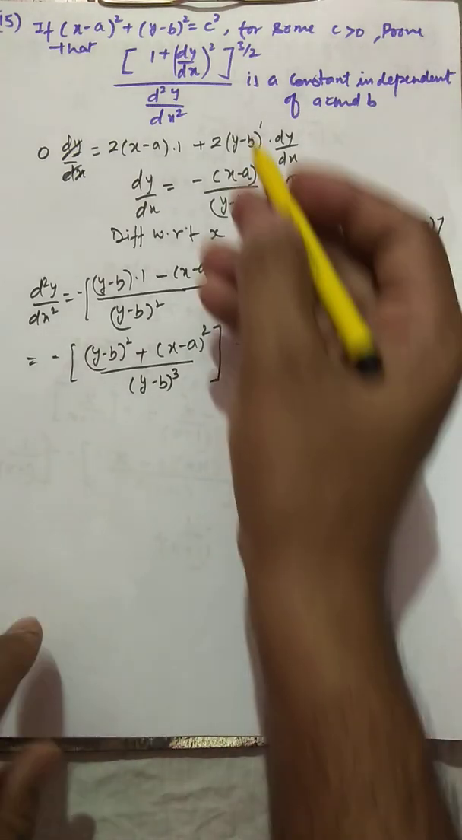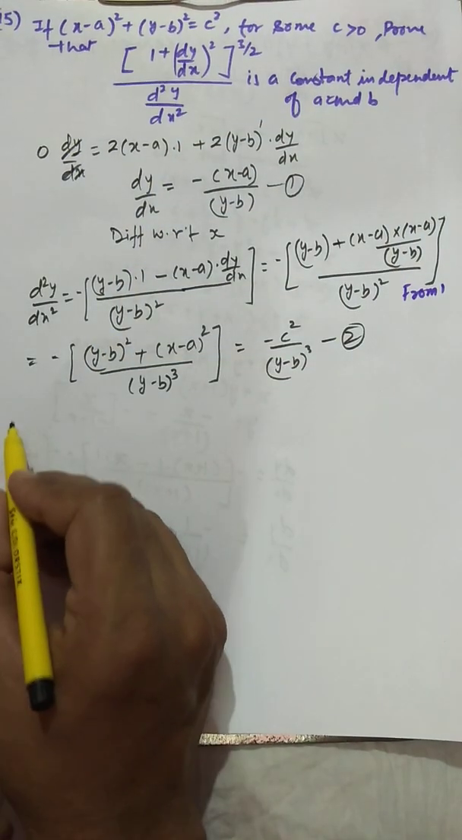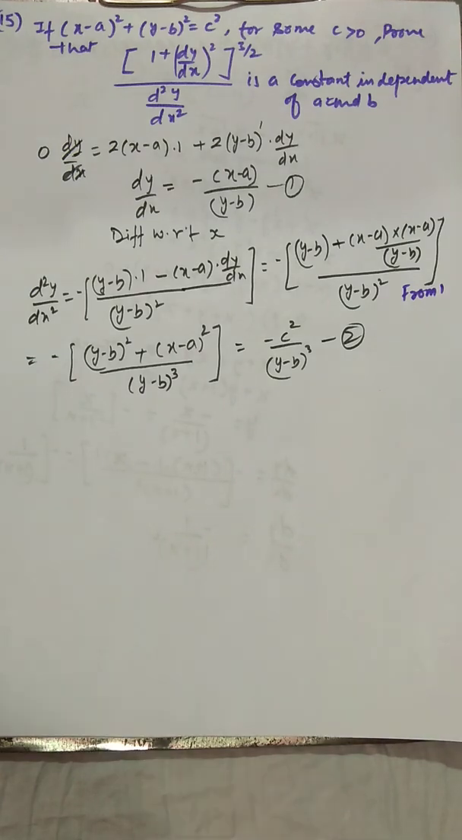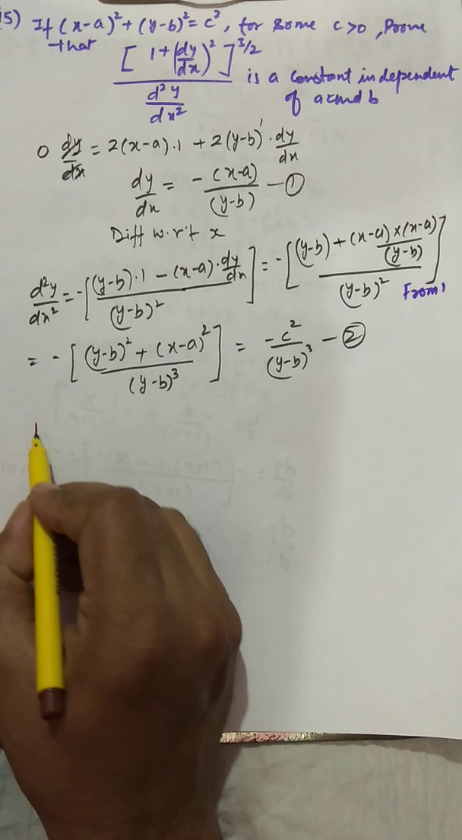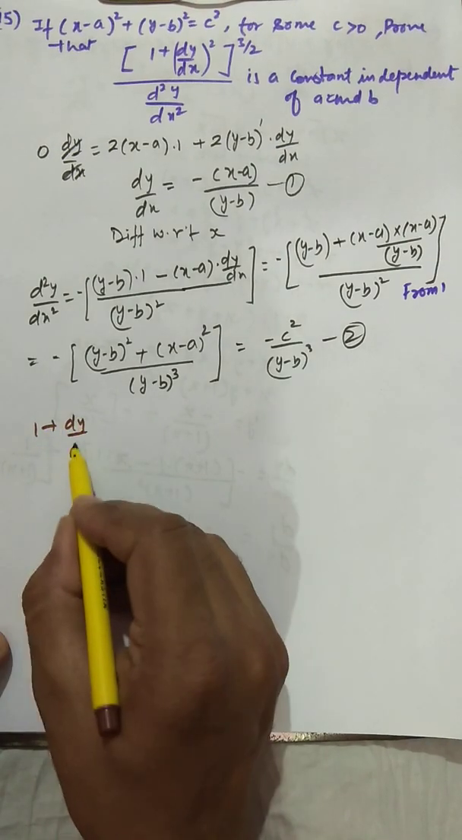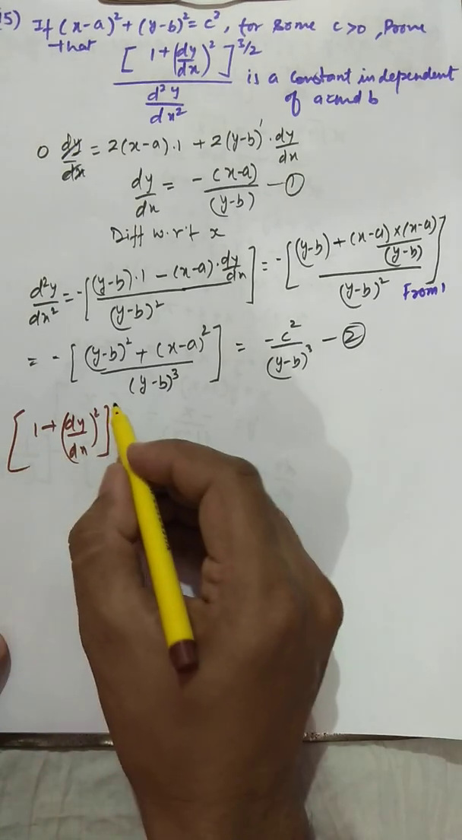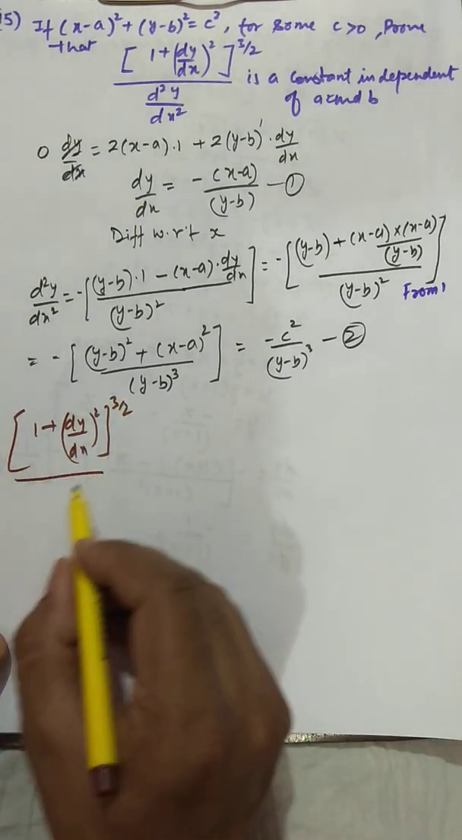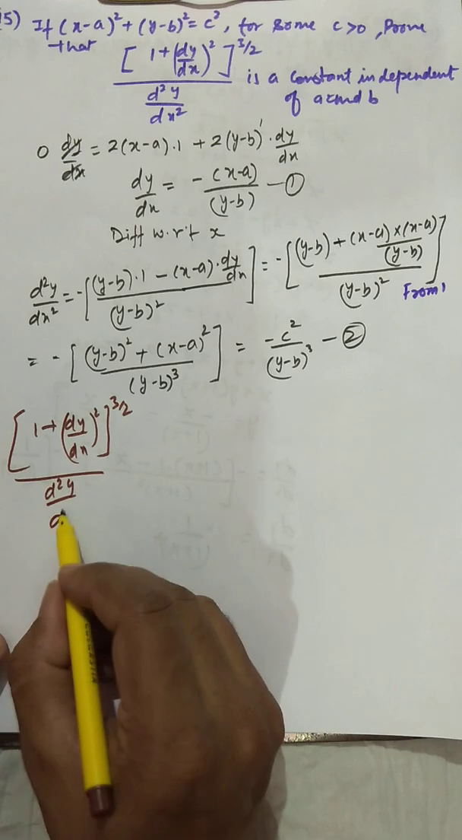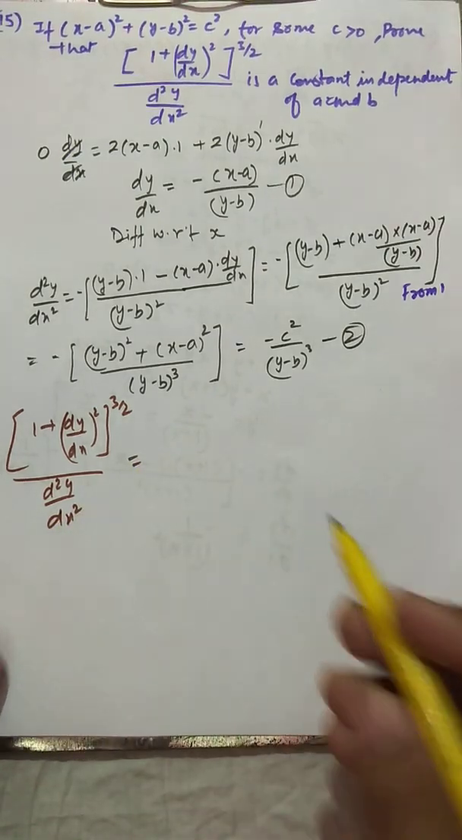Now we take this value 1, and I'm now using a different color so that you will see the difference. So this is 1 plus dy by dx whole square, to the power 3 by 2, and this is d square y upon dx square. So we'll put the values here.